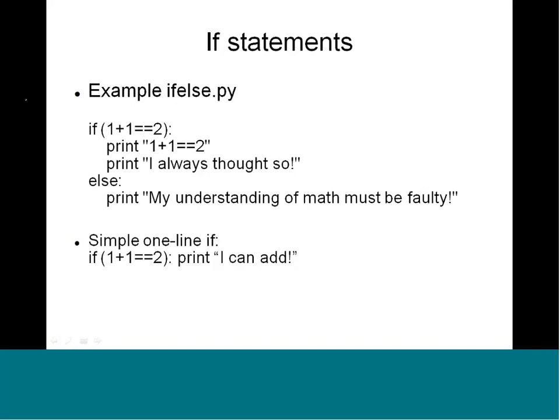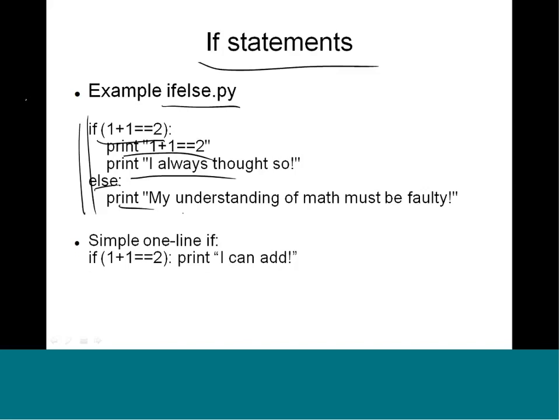Now we go to the conditional ones, if then else. Here is just one example called if else dot py. You can see this code: if 1 plus 1 equals 2, then print that, and print "I always thought so", else print "my understanding of the math must be faulty".